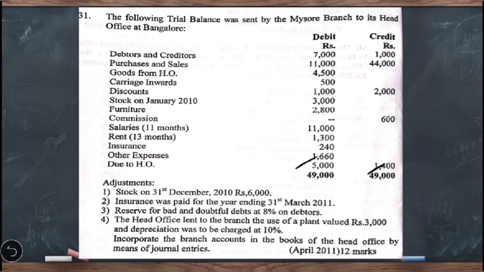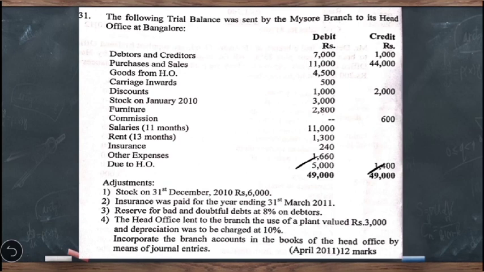In this case, they have asked us to pass the journal entries to incorporate the items. That is why we will be passing all the incorporation entries. In addition to that, we have to prepare the branch account. Remember, before we incorporate all these items found in the trial balance, if there are any special transactions taking place between the head office and independent branches, first for that we have to pass the entry, only then we have to take up the incorporation entries.